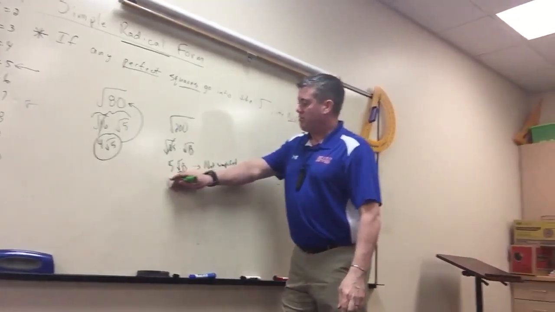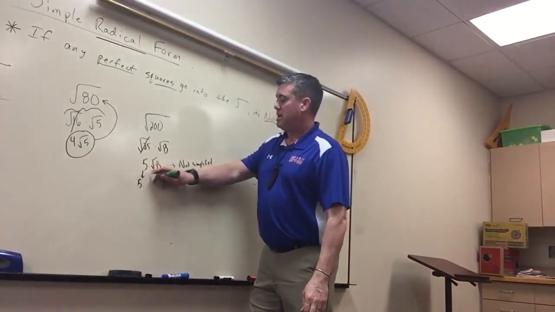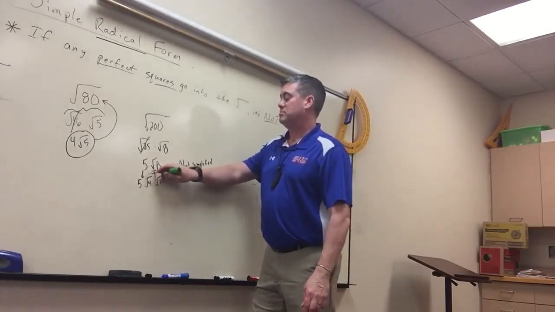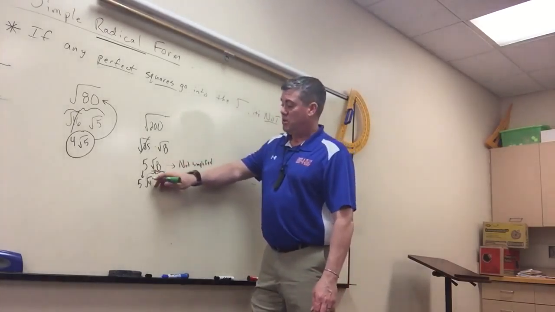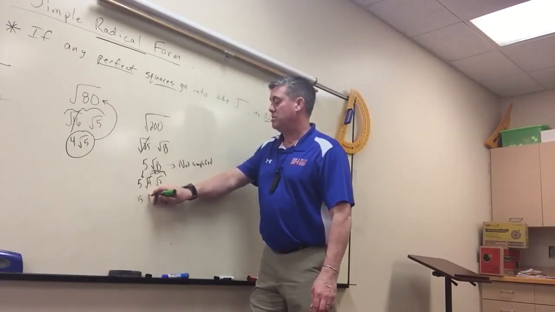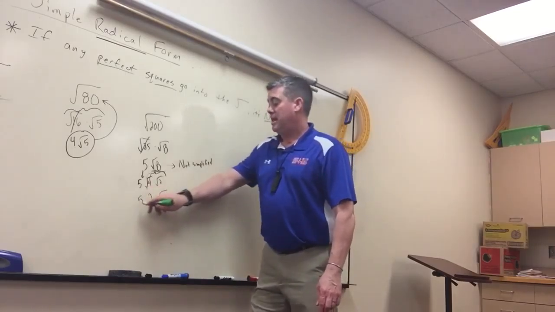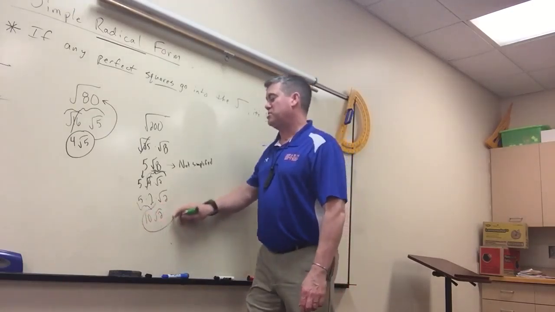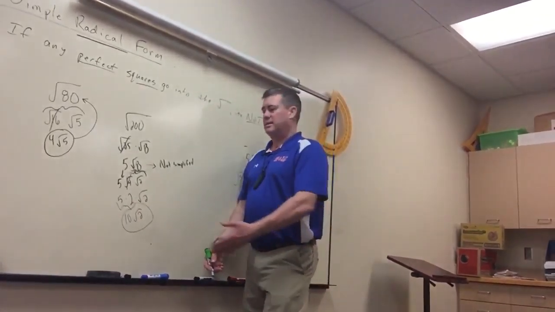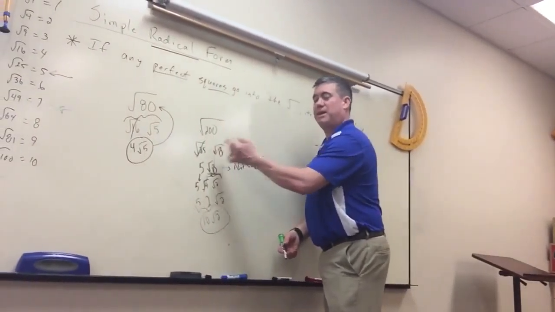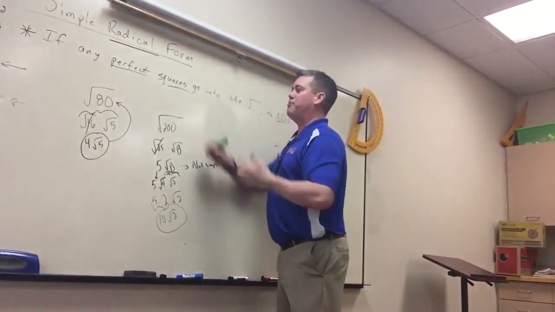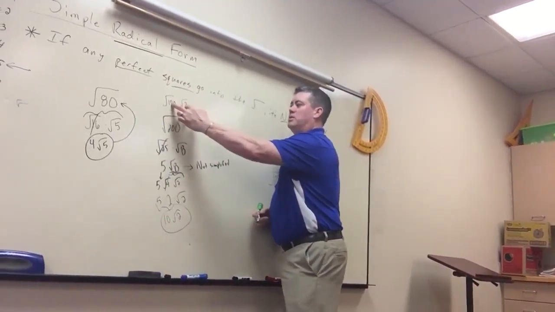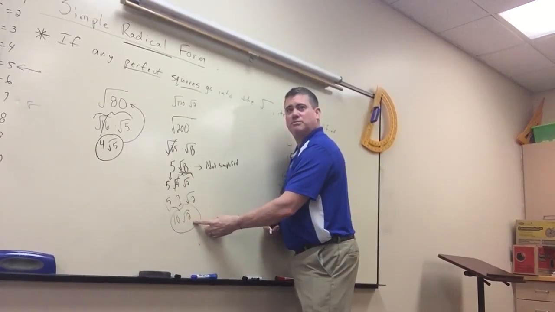The 5 is going to stay there, and then the square root of 8 is square root of 4 times the square root of 2, right? 4 times 2 is 8. Square root of 4 is 2. And then 5 times 2 is 10 square roots of 2, which is the same answer we got. It's just we didn't get it right away. We had to simplify twice. That's why if you find the biggest perfect square right away, it saves you a step. 100 times 2 is 10 square roots of 2.